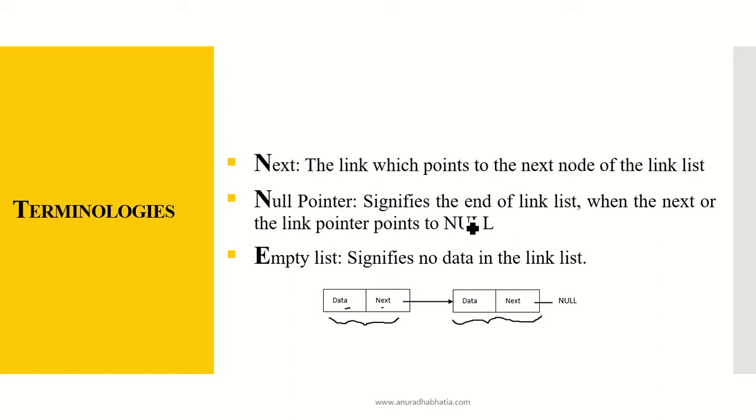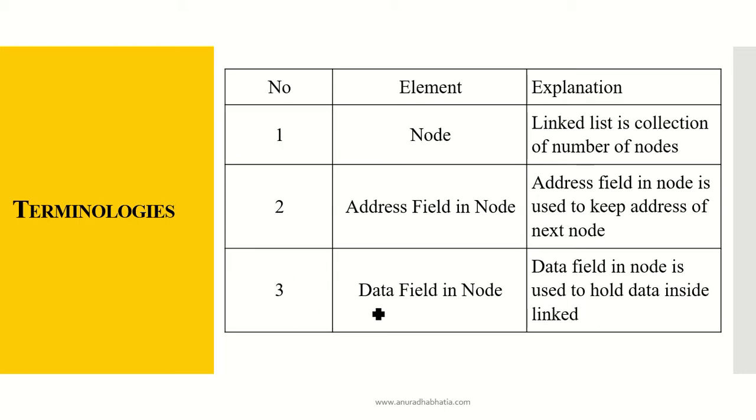Null pointer signifies the end of the linked list. When the next or the link pointer points to null, that means the linked list has ended. An empty list signifies no data in the linked list. So if the linked list is empty, there won't be any data and next in that particular structure of the linked list. Now these are the terminologies which are compiled together in the form of a table. Node: a linked list is a collection of a number of nodes. Address field in node is used to keep the address of the next node, and data field in node is used to hold the data inside the linked list.